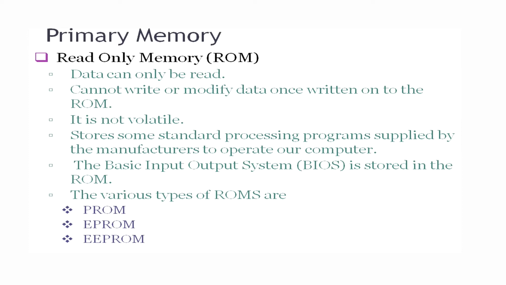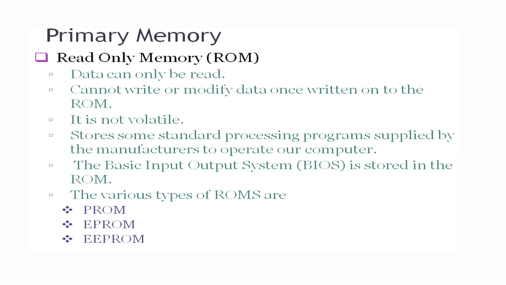But when you save your file on a hard disk, on a CD, on a pen drive, those are secondary storage devices and they can store the data permanently. So the data loss does not occur in case of secondary memory, but it occurs in case of RAM, that is type of primary memory.